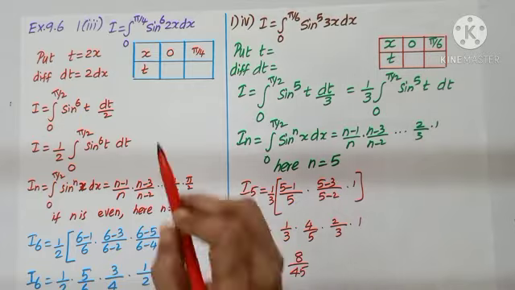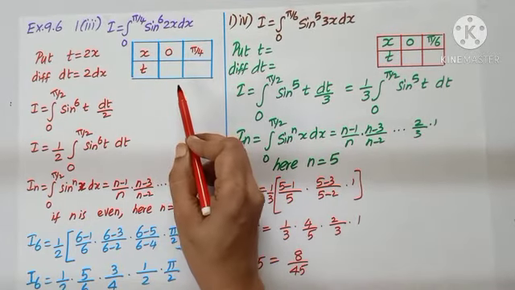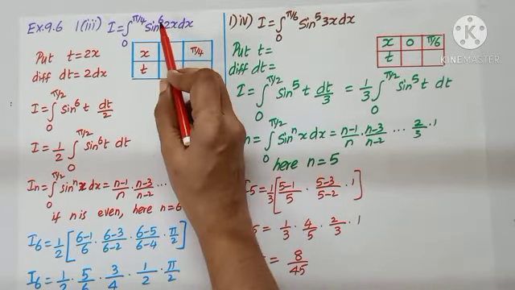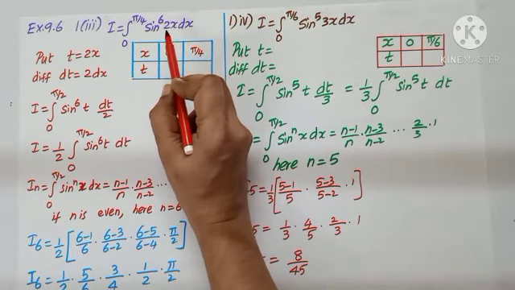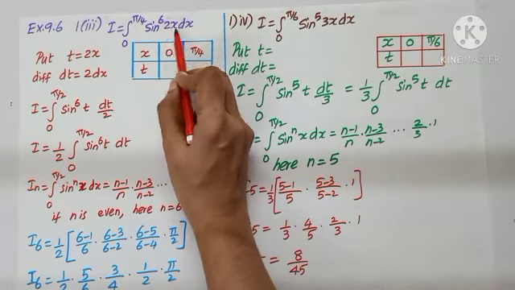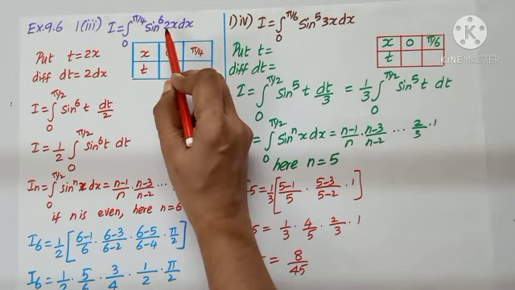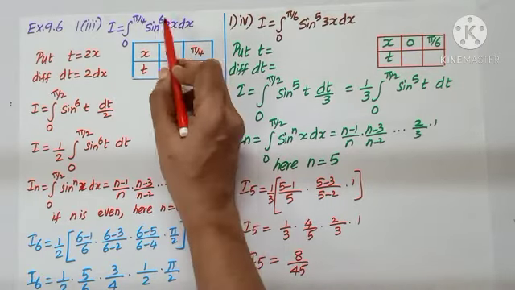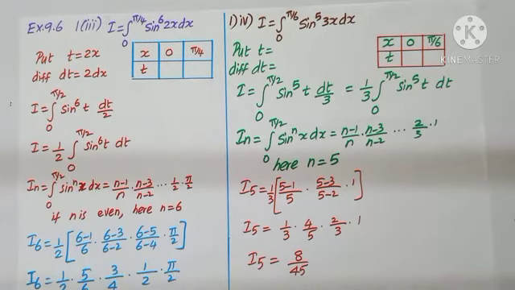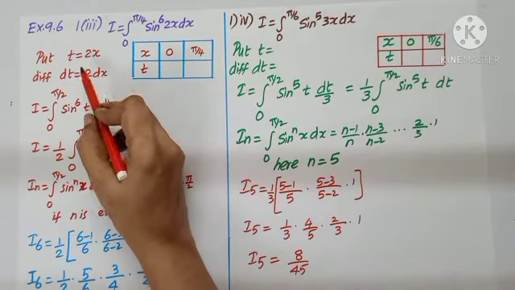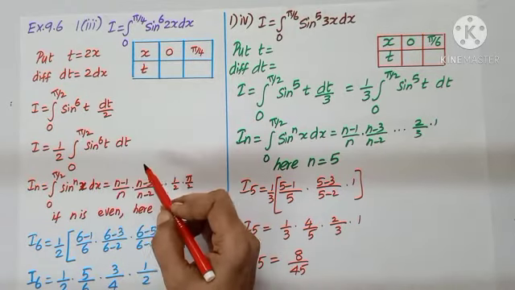Third subdivision, sin power 6 2x. Sin power 6 x, we can apply the reduction formula. If any other term comes, let us substitute. Put 2x equal to t, differentiate, 2 dx becomes dt.